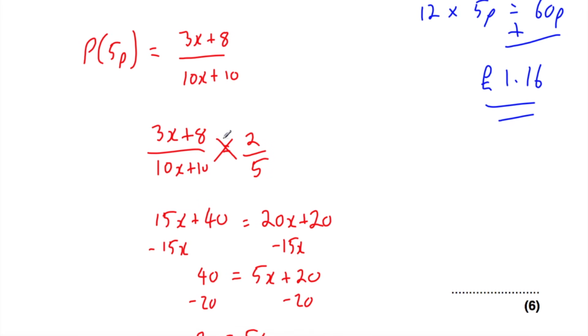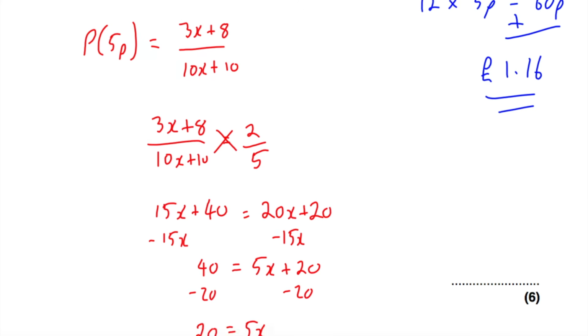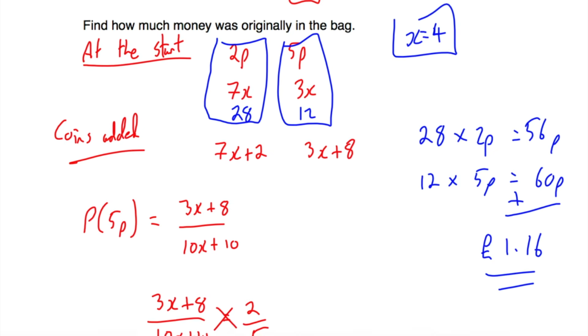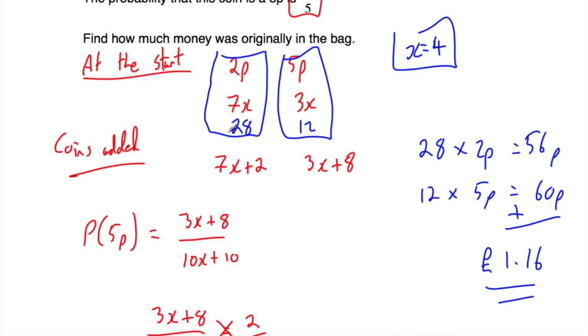I used cross multiplication. You don't have to. You can just multiply both sides by that denominator and then both sides by that denominator, but it gives you the same thing anyway. Solve that equation and find out that x was equal to 4. And then once we found x was equal to 4, we did 7 times 4, meaning there was 28 2p coins, which is 56p, and 12 5p coins, which is 60p, and added them together to get £1.16. And that's it.